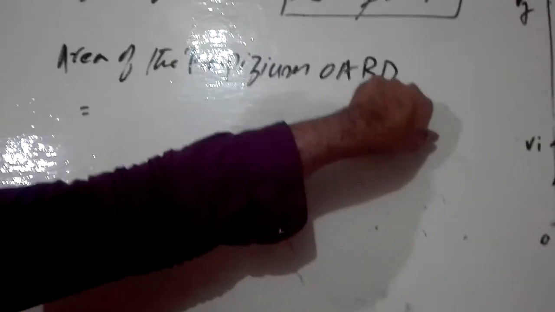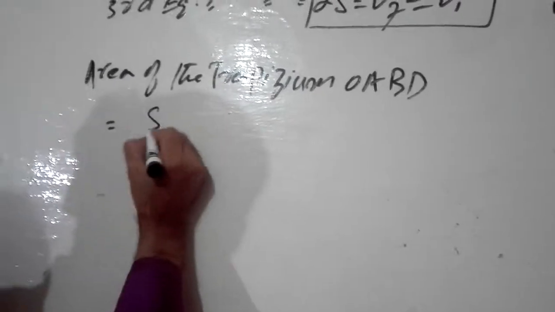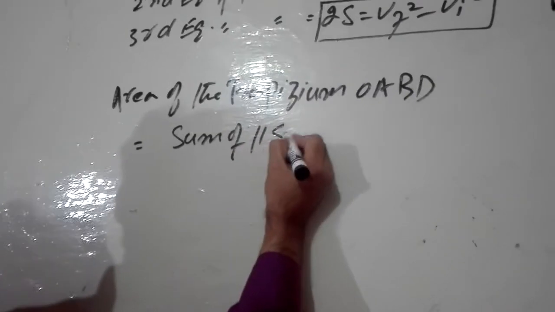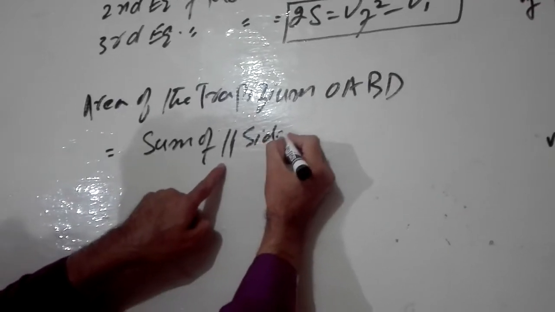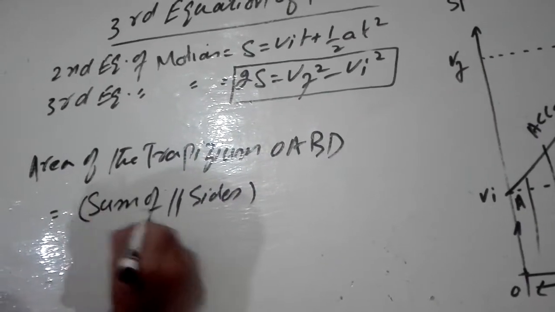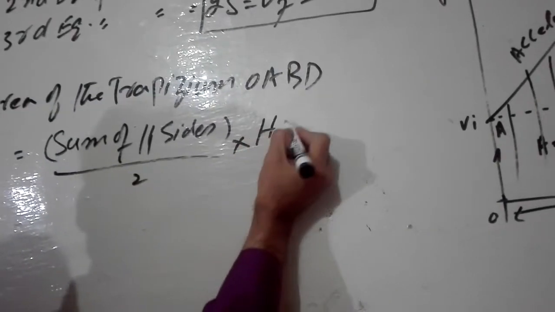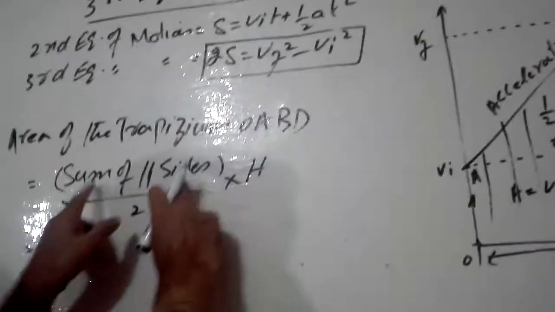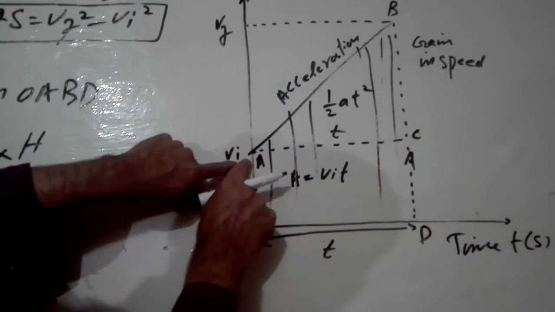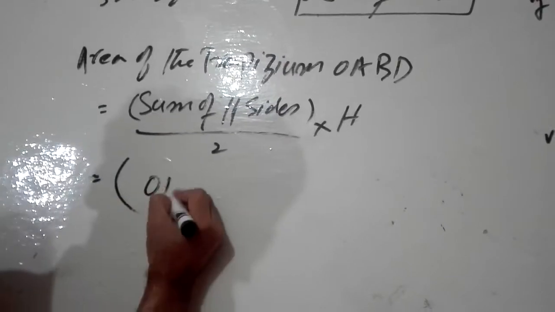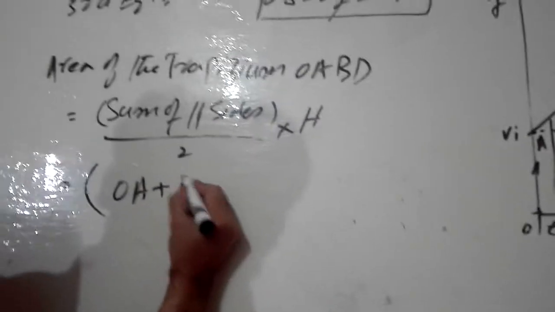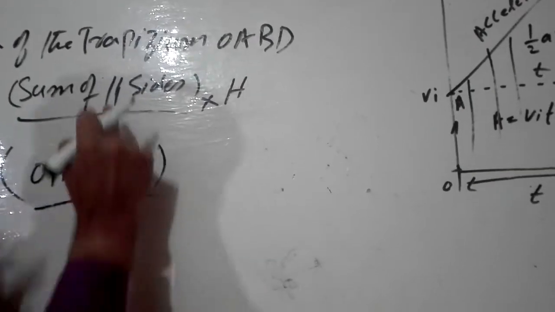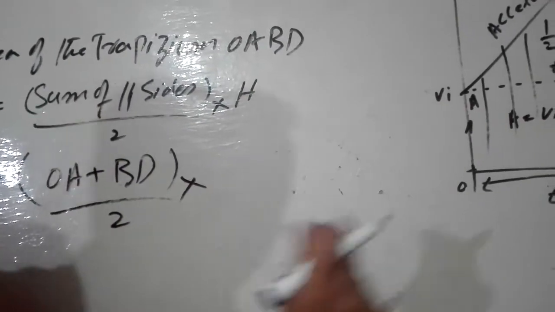Okay, I think you know the formula for the area of a trapezium: the sum of parallel sides over 2 into height, h for height. You already know this formula. Now if I write this from the diagram, notice, OA is parallel to BD. So I will put the value of the sum of parallel sides: first OA, and then the parallel side BD, and then divided by 2. The 2 is from the formula. And what is the height? Height is OD.